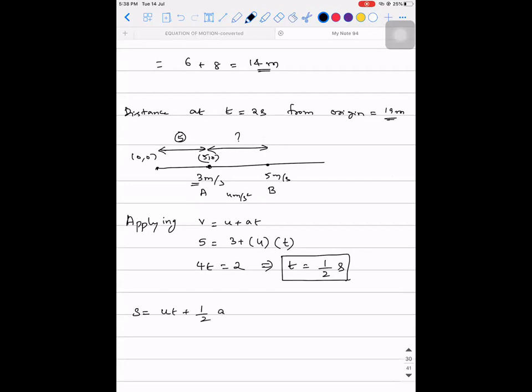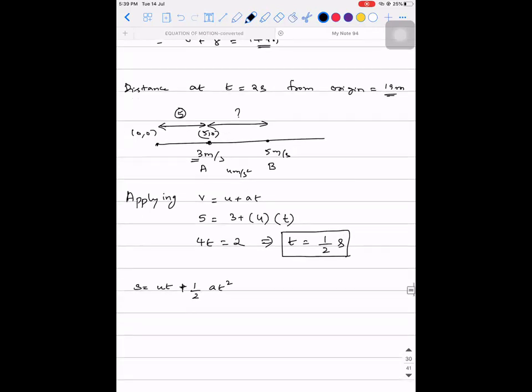So applying S is equal to ut plus half at square. Can't we use v square minus u square? Yeah, you can do that. That's what I got. So you can use v square minus u square equal to 2as. For that, we don't need to find t, right? You don't need it. Had the question asked about what instant this will happen, then you might need t. Okay. So anyways, we'll do this one, then I'll teach you that one also.